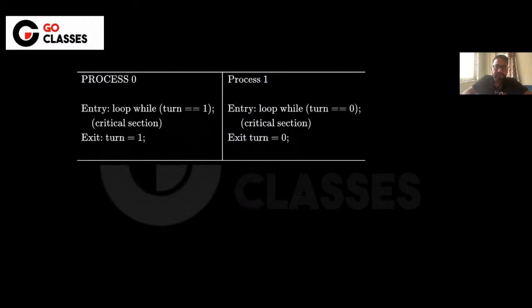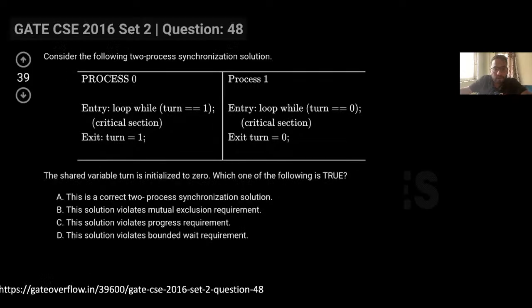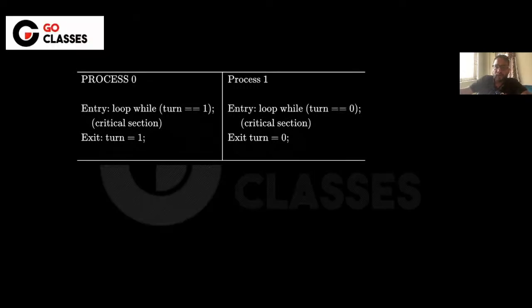So here, what is the initial value of turn? The shared variable turn is initialized to 0. Okay, turn is initially 0. Tell me if progress is there. See, that's a very easy example to check progress. One of the processes will get stuck, right? If this wants to enter, maybe 0 is equal to 1, so okay, this is false, so this will be allowed. But if this wants to enter, this will not be allowed. So definitely the progress is not there. The first condition is not satisfied, so that's why progress is not there.